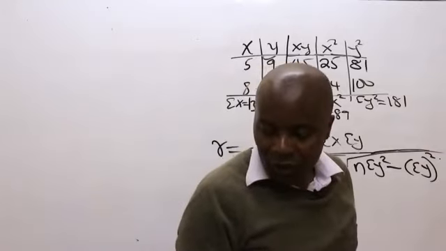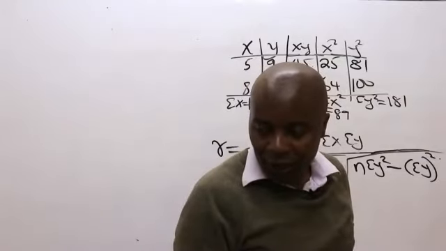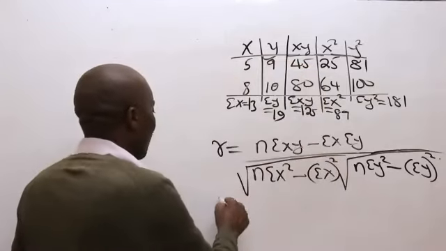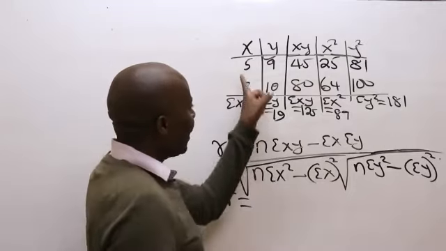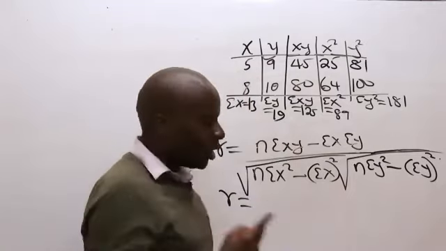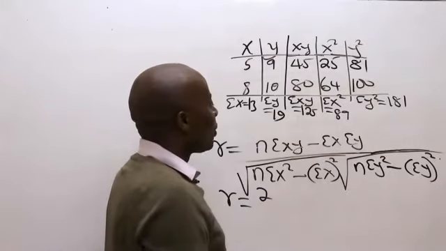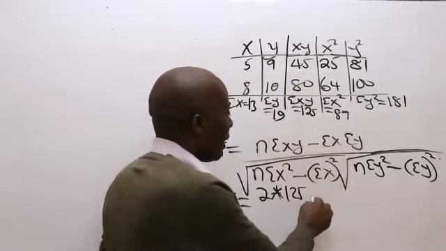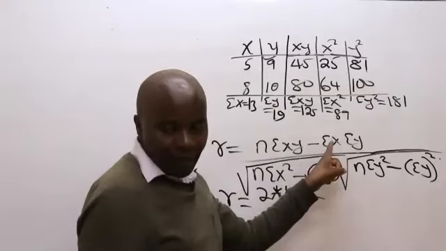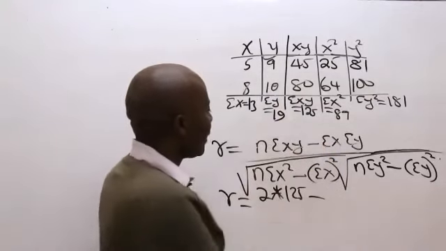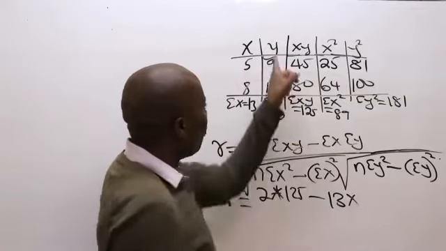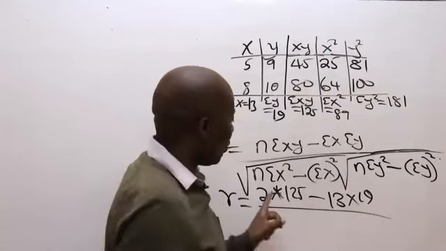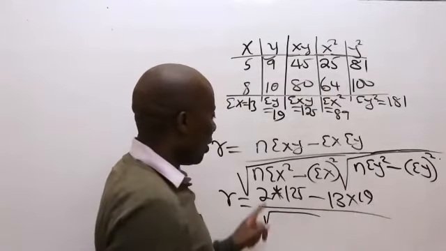So if that is the case, I'll straight away plug in the figures. So when we plug in the figures, what shall we get at the end of the day? My area will be equal to n. Number of points are how many? There are 2. So I'll take 2 times summation of xy, which is 125, minus, I'm following this formula, summation of x, which is 13, times summation of y, which is 19, all over the square root of n.